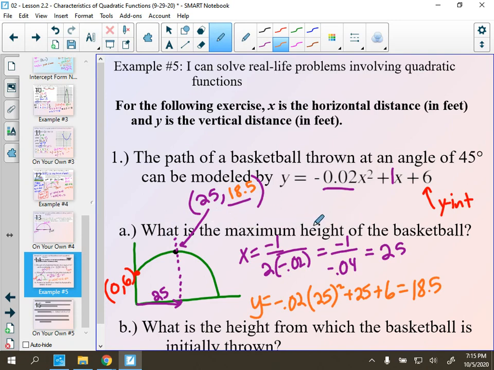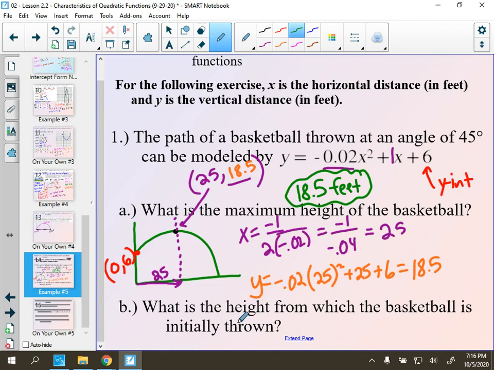What is the maximum height of the basketball? No doubt, 18.5 feet. So I'm just going to circle it in here. Max height, let's just put it right here, 18.5. And let's throw our units on there, feet. That's the max height.